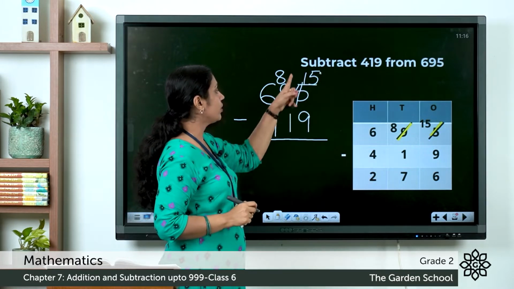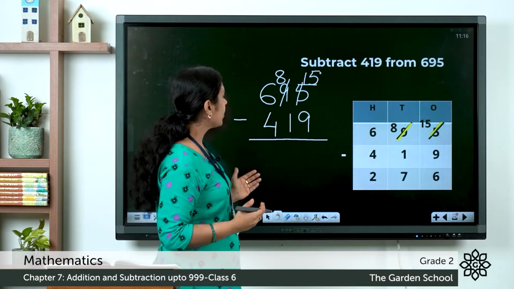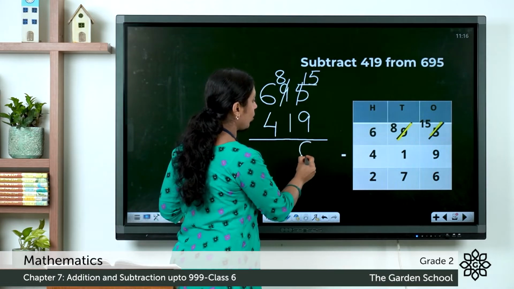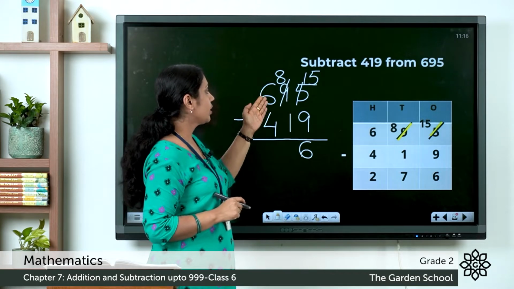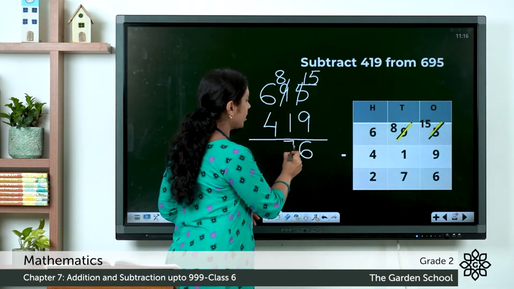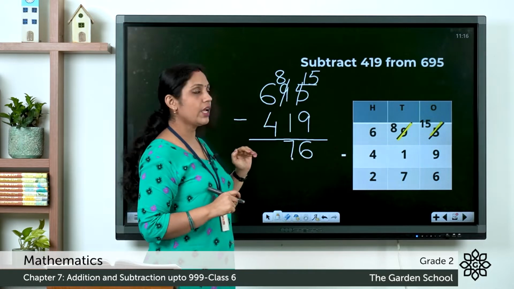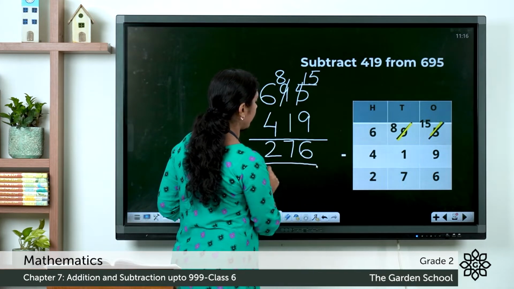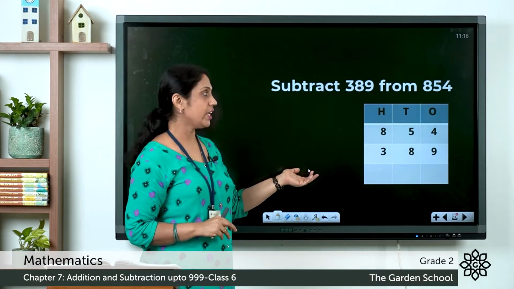Now we can subtract 15 minus 9. Now we are able to subtract 9 from 15. So how much is 15 minus 9? It is 6. That you can write here in the ones place. Now we'll move on to the tens place. In the tens place we have 8 minus 1. And 8 minus 1 is 7. So, write that here under the tens place. Now, in the hundreds place, we have 6 minus 4 and 6 minus 4 is 2. So, we get the answer 276.